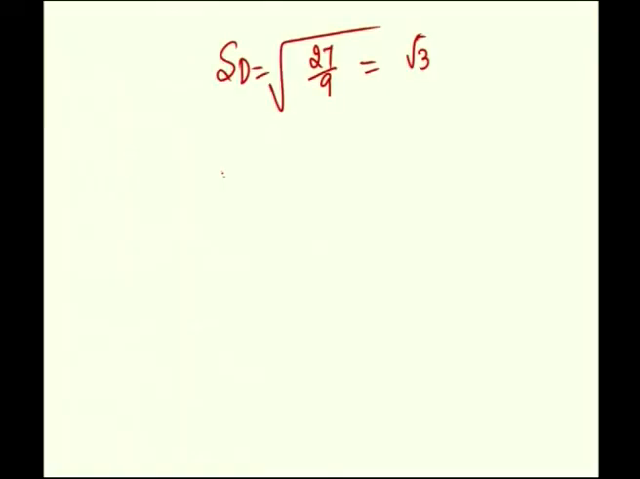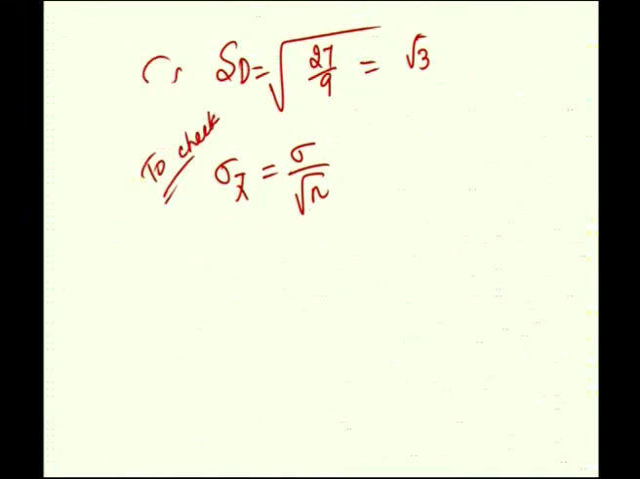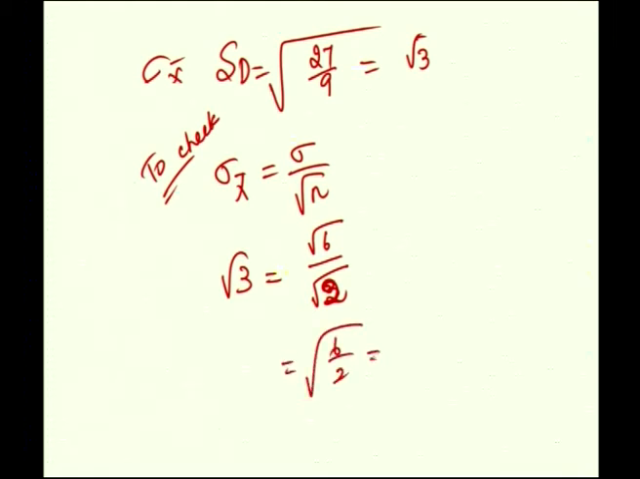We shall check whether sigma x bar is equal to sigma by root n. This we have to verify. Sigma x bar we have just calculated as root 3. So, this is root 3 and you have sigma as root 6 and root n. The samples are taken of size 2, therefore n is 2. This is root of 6 by 2, which is equal to root 3.